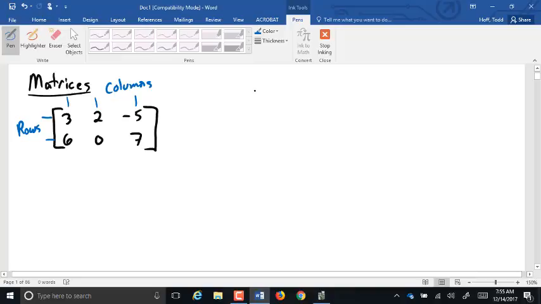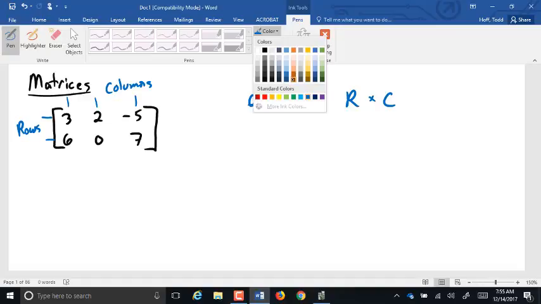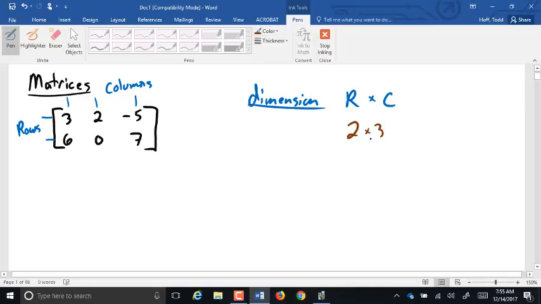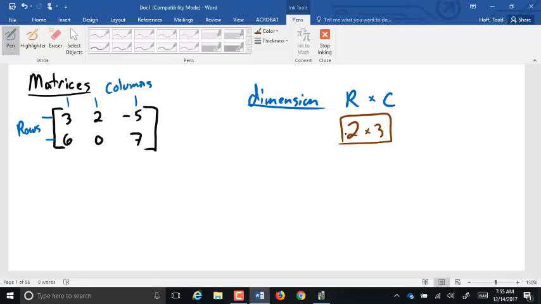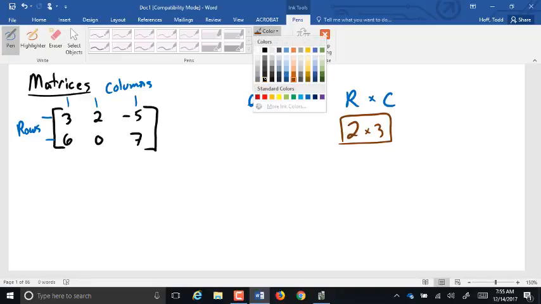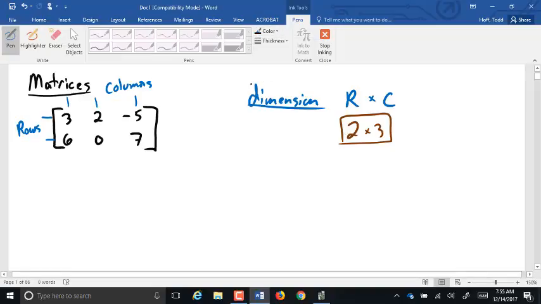And the dimensions of a matrix is just the row and the column. So this would be considered a 2 by 3 matrix. It's not multiplication. It's not a 6. It's 2 by 3 is what that stands for. So it's saying 2 rows, 3 columns. Well, we're going to be focusing on a special type of matrix called a square matrix.